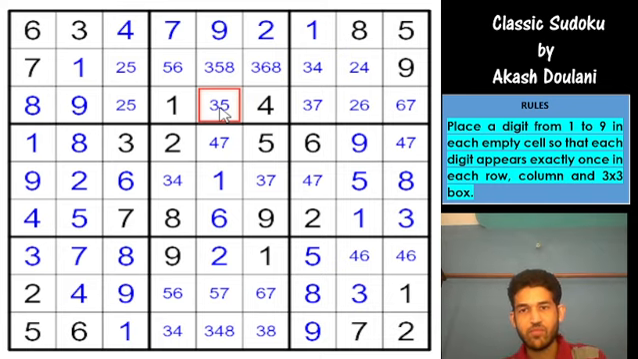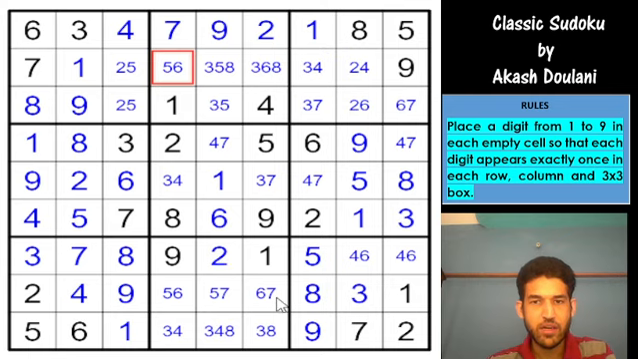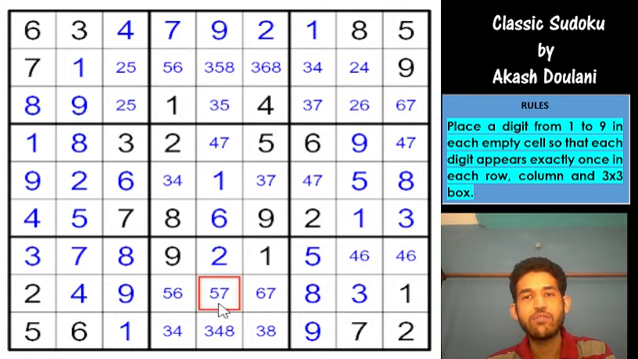Too many bivalue candidates, guys. Let us look for a chain maybe. Okay, 6 is in one of these two cells. 6 is in one of, okay, that is the thing there. 5, 3, 7, 6, 4, 7. 4 here.